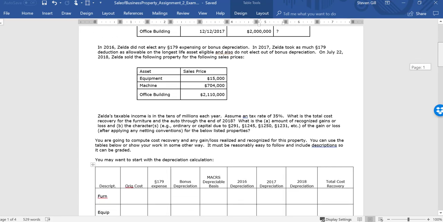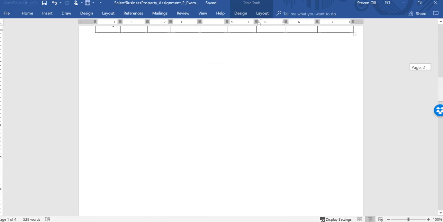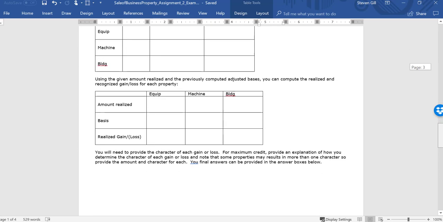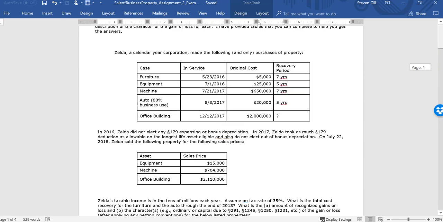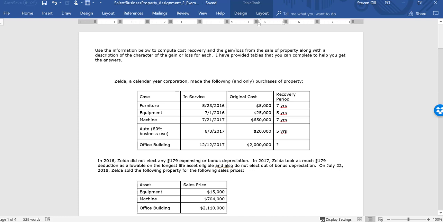And I've provided some tables for you in your cases, and what I'm going to do is work through the support that would help you complete those tables for your assignment, because they're all a little bit different. Okay, so I'm looking at this acquisition of property, and I know that the first thing I need to do if I have either the disposal or I'm being asked for the adjusted basis is to calculate cost recovery.